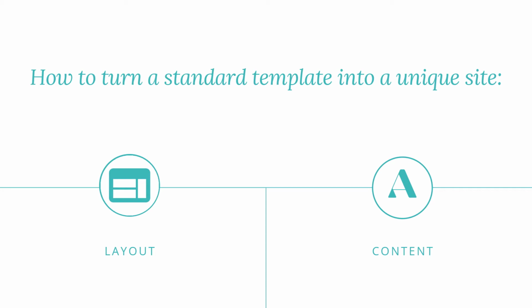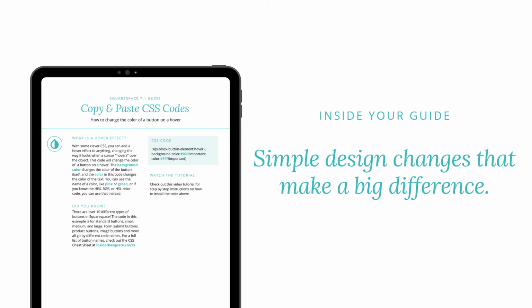Well, right off the bat, layout options. We have tons of different layout options inside individual pages to adjust the height and width of things. You can move content around, images above text, text above images, add a video if you want to. Changing up the content and the layout are the 2 easiest ways to turn a standard template into a unique site. But I'm here to tell you that simple design changes can make a really big difference.